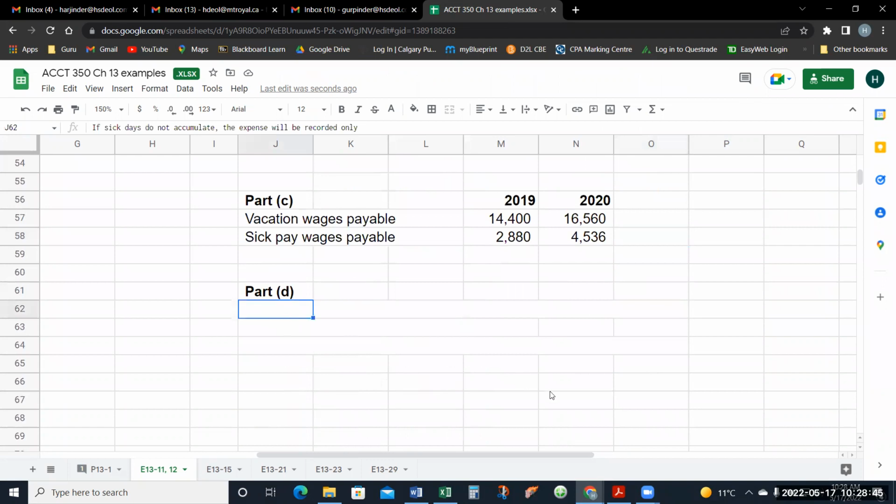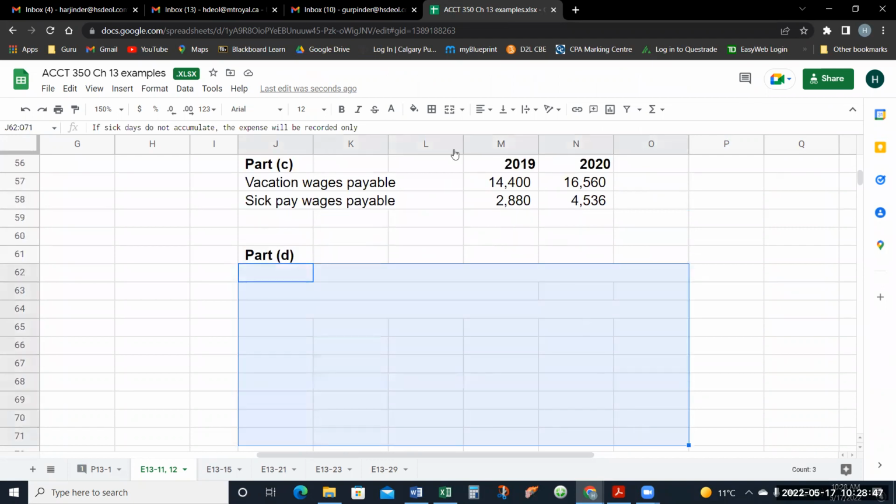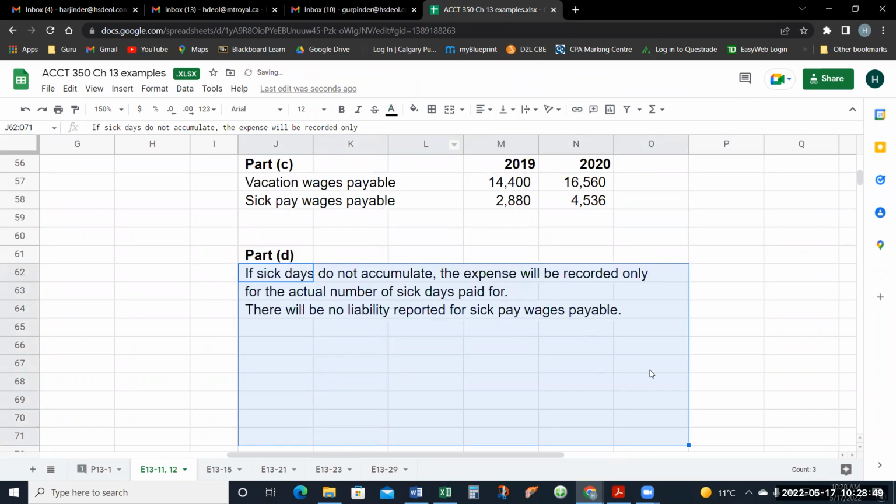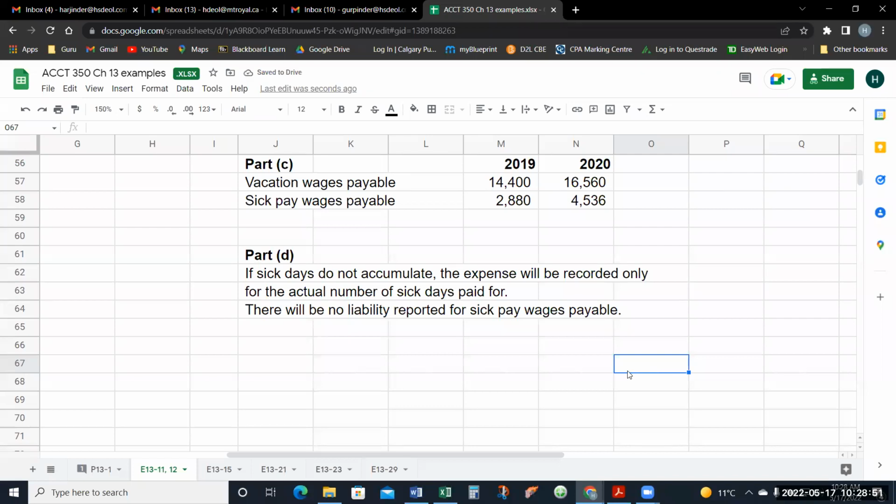If sick days don't accumulate, we're just going to record the expense as the sick days are claimed. So that's all that we'll do. There will be no liability reported for sick pay wages payable.